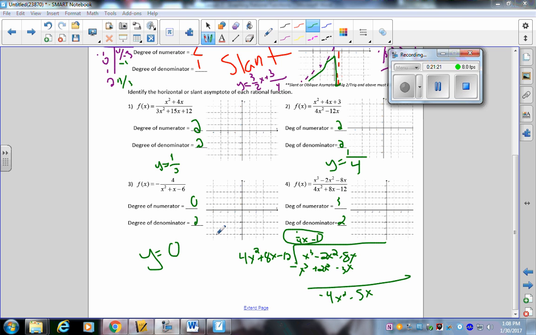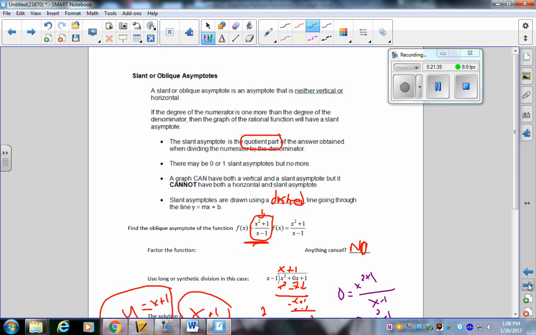So it divided through, and I end up with 1/4 x minus 1. So down here, up 1 over 4, down 1 over 4 this direction. So that would be my slant asymptote line. y equals 1/4 x minus 1. All right, let's continue on.